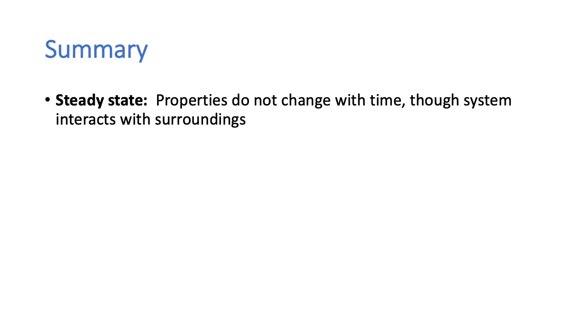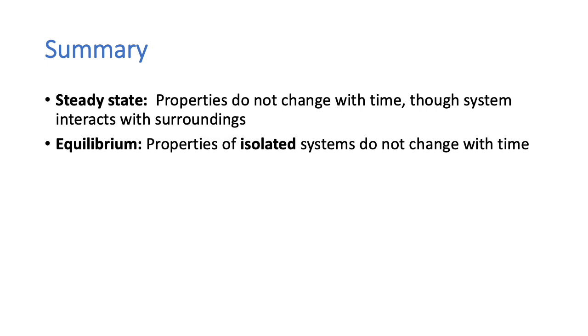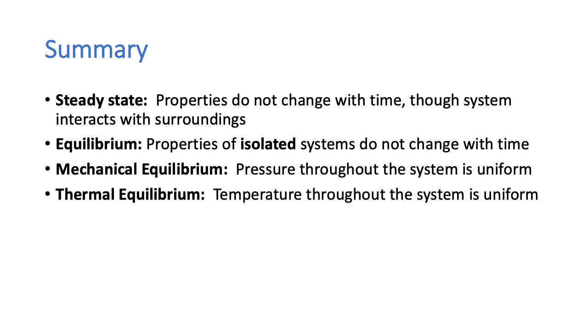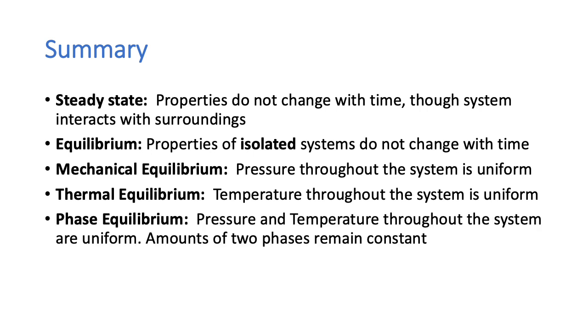To summarize, steady state is when a system property do not change with time, even though the system interacts with the surroundings. An isolated system reaches a state of equilibrium when its properties do not change with time. Mechanical equilibrium is when the pressure throughout the system is uniform. Thermal equilibrium is when the temperature throughout the system is uniform. And phase equilibrium is when the pressure and temperature throughout the system are uniform and the amount of the two phases within the system remain constant.